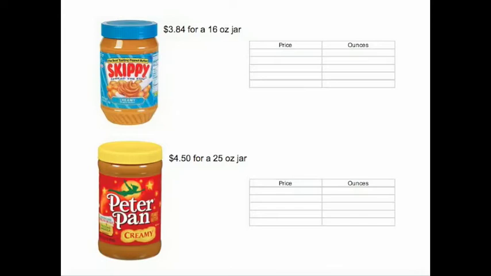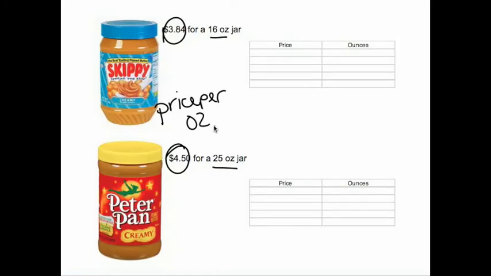So let's take a look at Skippy. Skippy is $3.84 for a 16-ounce jar. But now we also have Peter Pan, which is a little bit more. It's $4.50, but you get more in the jar. So we want to figure out the price per ounce, because that's the only way we can compare these. They come in different size jars, and the price is different. So if we can find the price per ounce, then we can compare the two and see which one is a better buy.